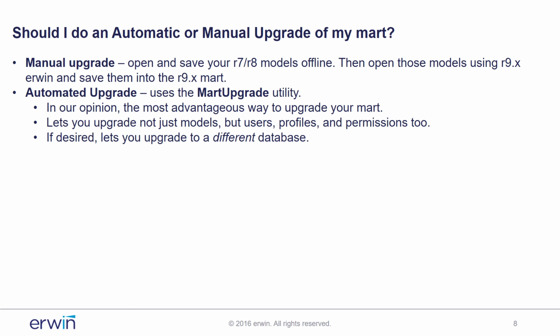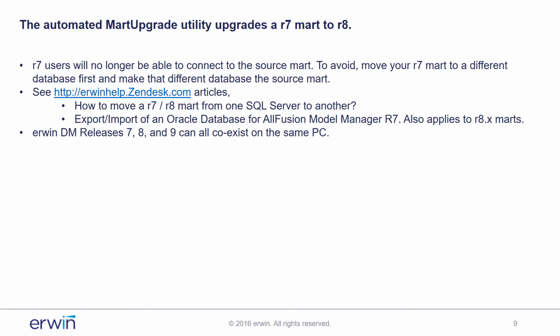The MART upgrade utility is selective, so you can move just the data that you desire. It is not as time-consuming because, although it can sometimes take a long time to perform, the utility moves the models and other data for you automatically. The automated MART upgrade utility upgrades an R7 MART to R8 version.